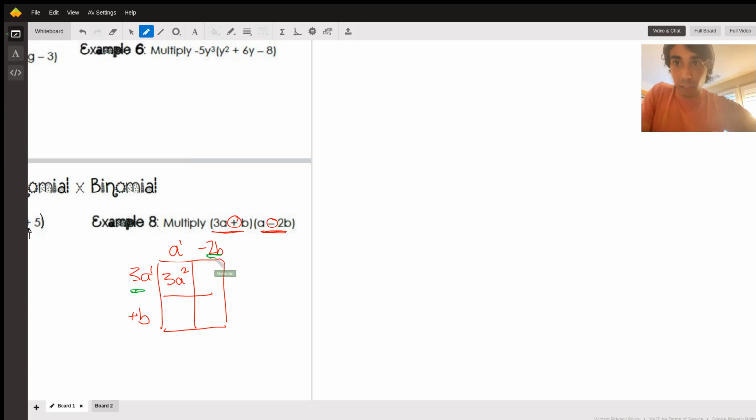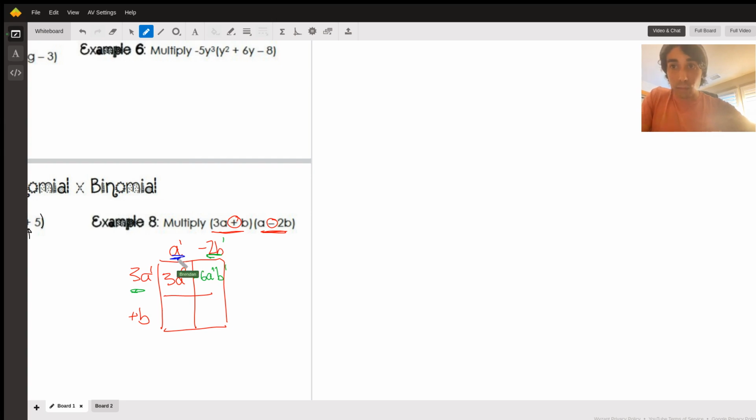Then we're going to come over here. Multiply those numbers out in front, the 3 and the negative 2. 3 times negative 2 is negative 6. And then the a power 1 and the b power 1. Those are different letters. There's no other a's to multiply by. It's a power 1. Same thing with the b. There's no other b's to multiply by, so that b will also stay by itself.